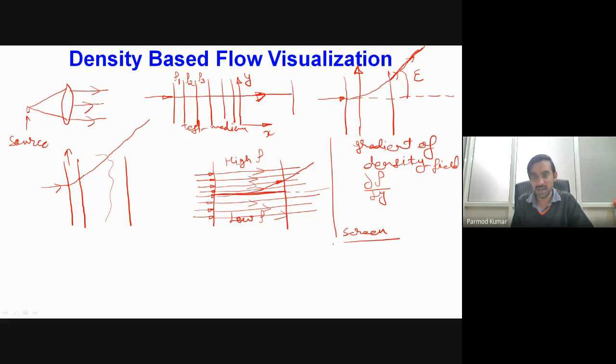In the first situation, I consider that I don't have any fluctuation of density within our test section. Corresponding to that, I'll have a constant intensity of light. So this is my I1, the constant intensity when we do not have any density gradient. In that case, we will find the same intensity of light everywhere on our visualization screen.